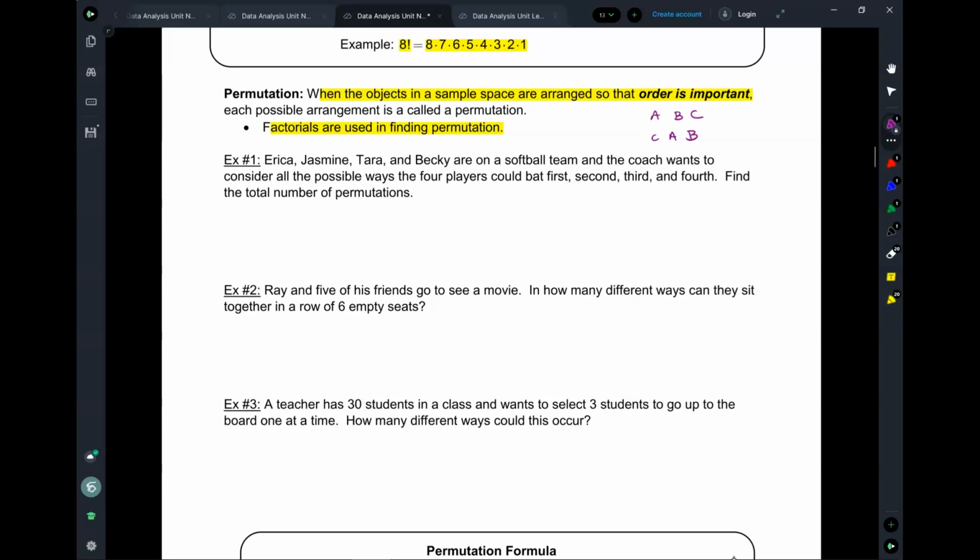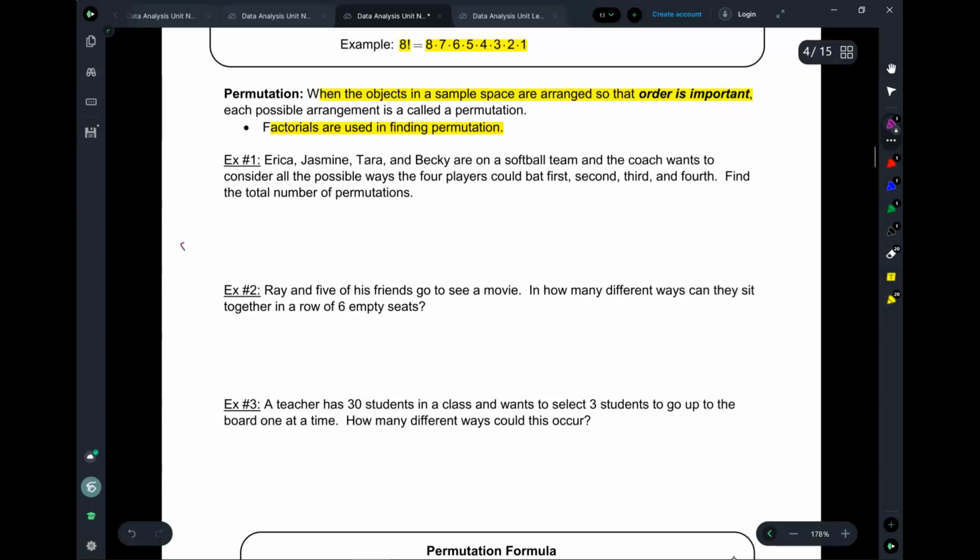If I just told you, give me all the ways you can arrange ABC, you could do ABC, ACB, BCA, right? BAC. The order doesn't matter. But if I told you, arrange them so that you form a word, now the order matters. Okay? So that's a permutation. Okay.